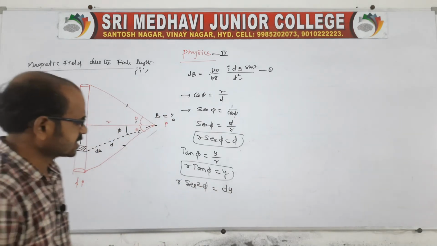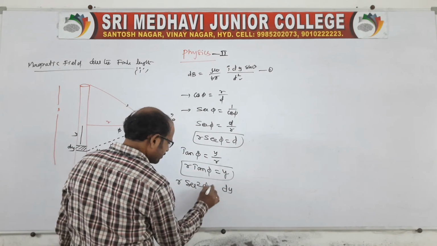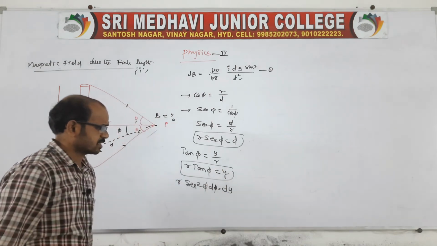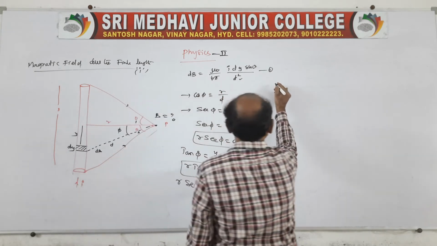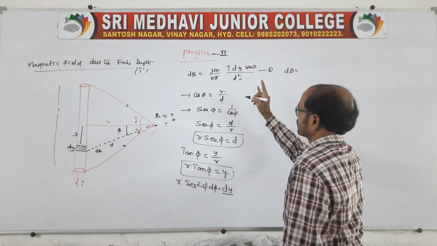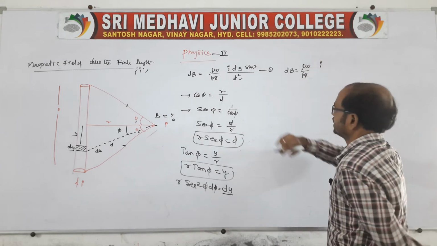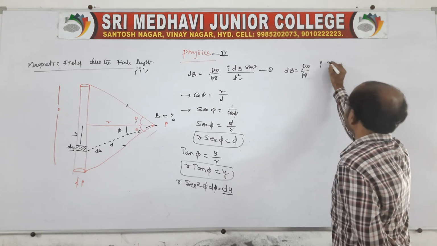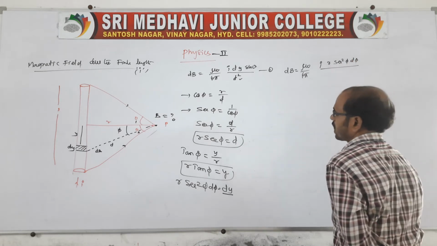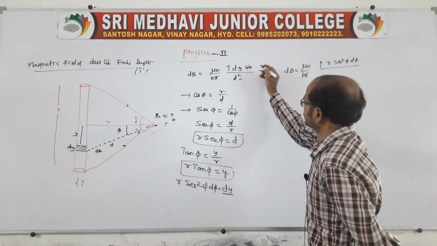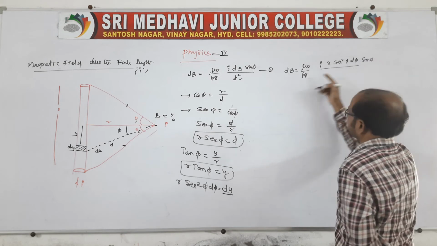Shall I write like this? r secant square phi d phi is equal to dy, since we are differentiating with respect to the angle. The derivation is not required, but you remember this: dy is nothing but r secant square phi into d phi. And here, of course, this is also phi, because there is an angle phi, and here it is sin phi by d square.